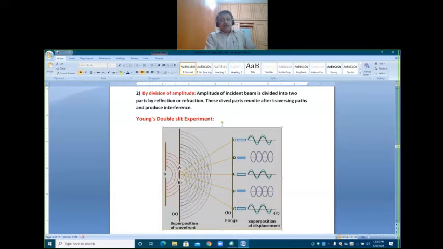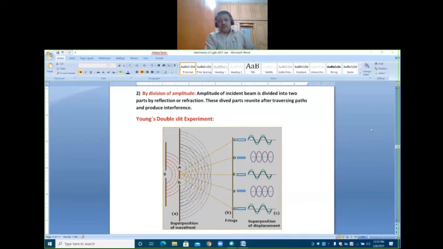Now you can see that S is a monochromatic source, and A and B are part of S. Therefore, A and B are identical to S. Therefore, A and B are monochromatic, coherent sources. They produce an interference pattern. And you see that this point E is equidistant from A and B.